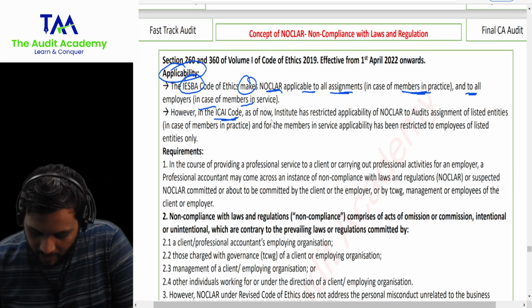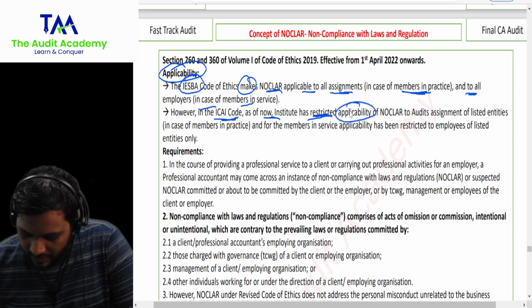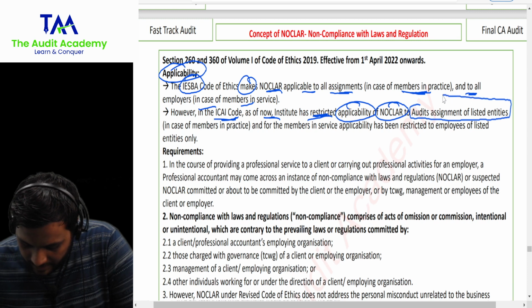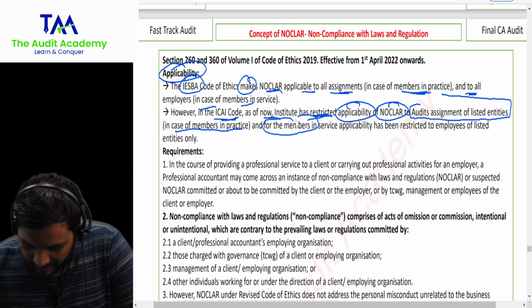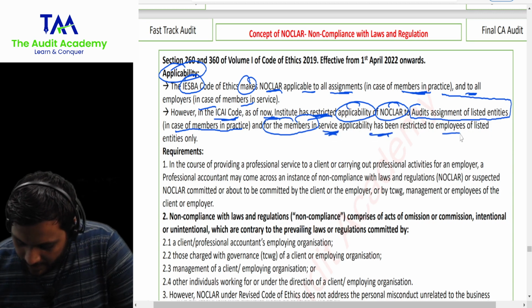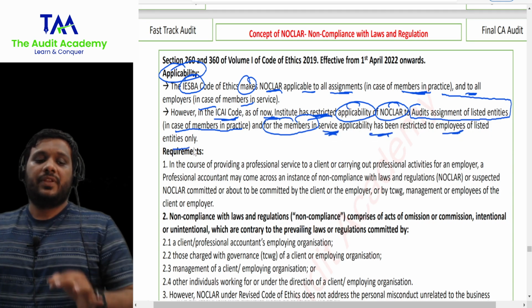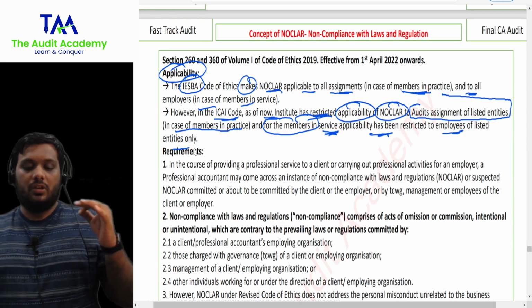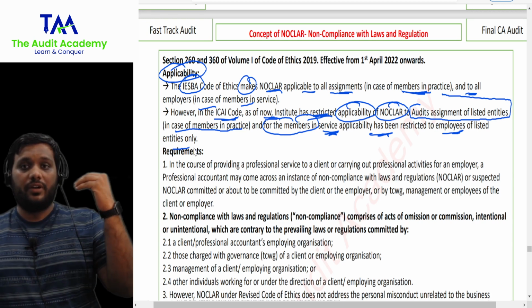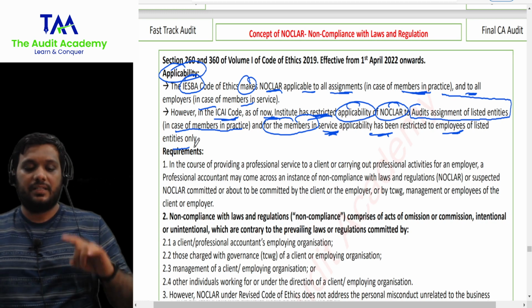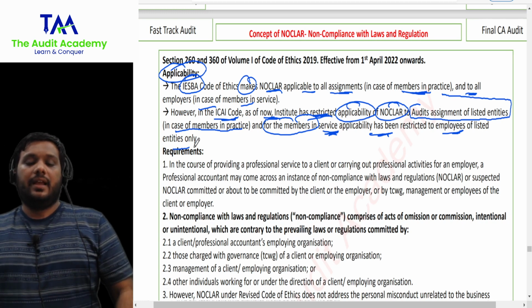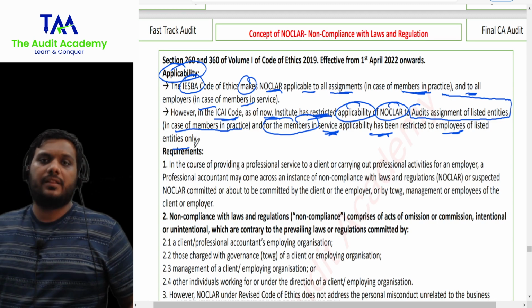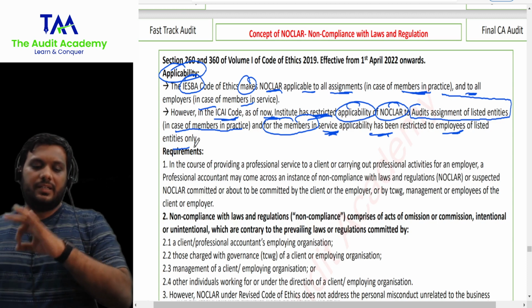However, in the ICAI code as of now, the Institute has restricted the applicability of NOCLAR to audit assignments of listed entities in case of members in practice, and for the members in service, applicability has been restricted to employees of listed entities. So ICAI currently talks about how you are supposed to deal in case of audit assignments of listed entities for members in practice, and for members in service, if you are employees of listed entities. However, in future, of course, they are going to expand this particular scope. Currently, it is restricted over here.